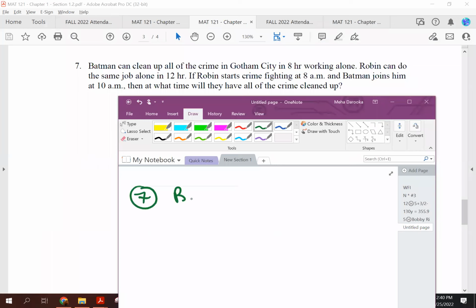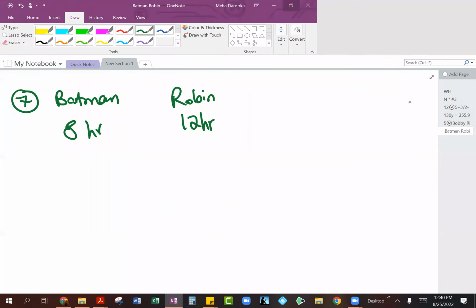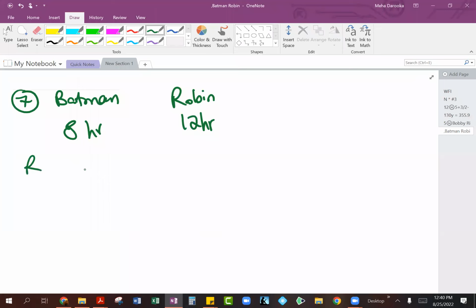Okay, so Batman is 8 hours. Robin was 12 hours. So like I said, his rate would then come out to be 1/8, and for Robin would be 1/12. The time would be, for Robin, T hours, however long that takes. And since Batman came in 2 hours later, his time would be T minus 2.